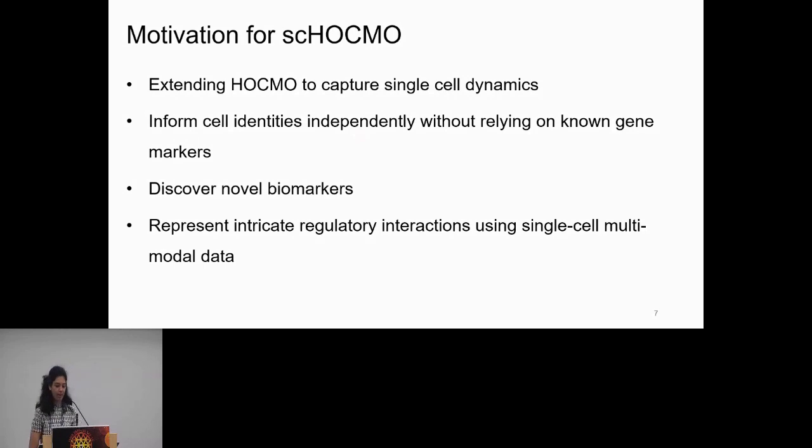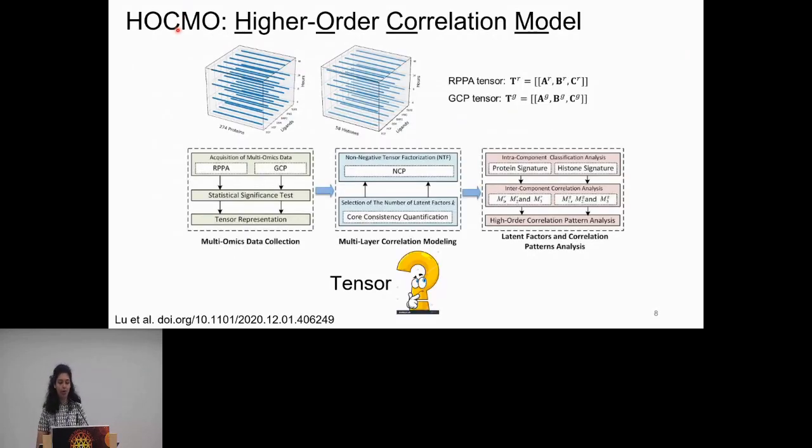So, just a brief background of the HOCMO model. The higher order correlation model is a non-negative tensor factorization based model for bulk data. And here we are looking at two data sets: a reverse phase protein array data set represented by a tensor which measures proteins treated with 6 ligands across 4 different time points, and mass spec based global chromatin profile tensor measuring histone marks treated with 6 ligands against 4 time points.